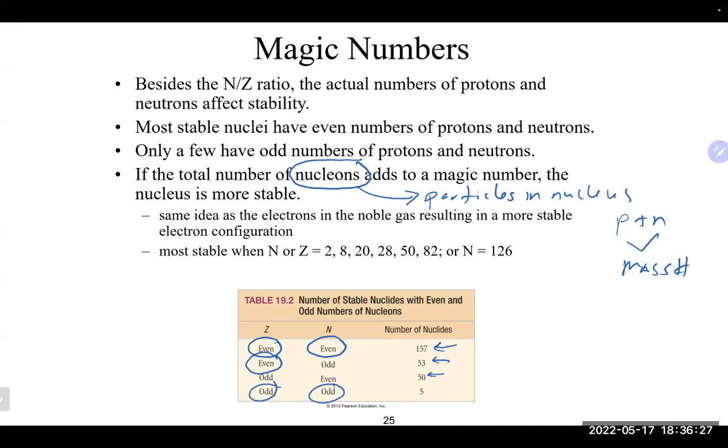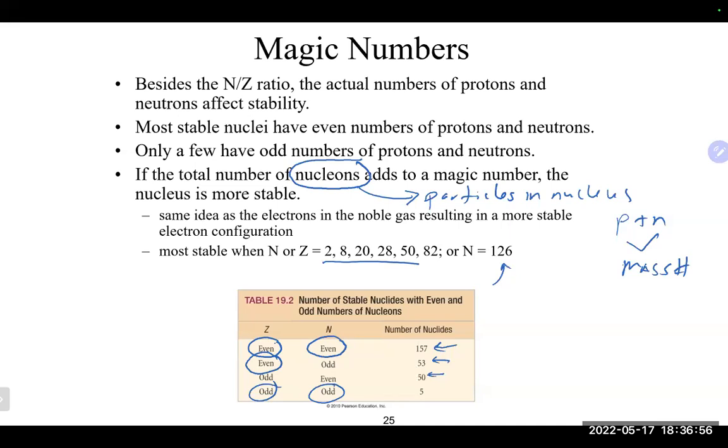So the most stable situation is when either the neutrons or the protons are 2, 8, 20, 28, 50, 82, and your Mega Ball number, your Powerball number, is 126. We can go play those later. If the neutron number is 126. Those are just found to be stable nuclei when we have either neutrons or protons at these numbers.